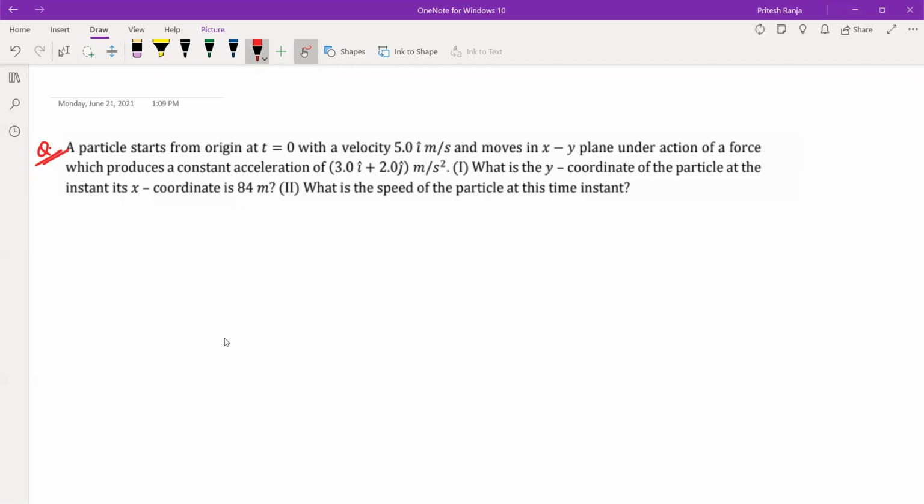A particle starts from origin at t equal to 0 with velocity 5 meter per second and moves in the xy plane under the action of a force which produces a constant acceleration of this much. What is the y coordinate of the particle at the instant its x coordinate is 84, and what is the speed of the particle at this time instant?